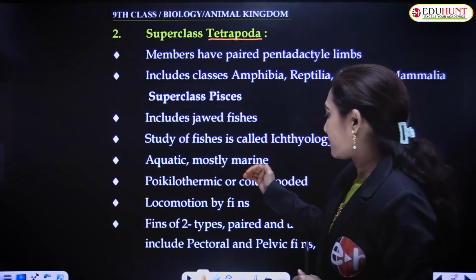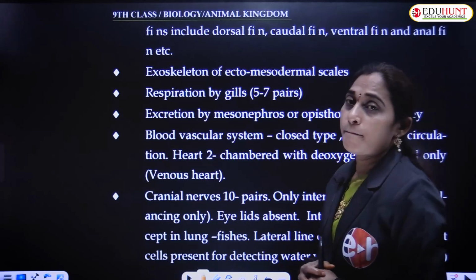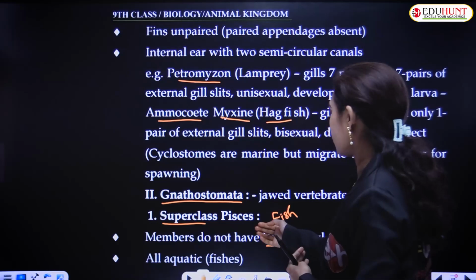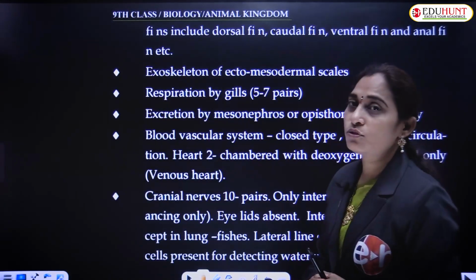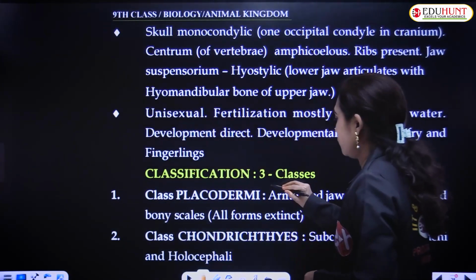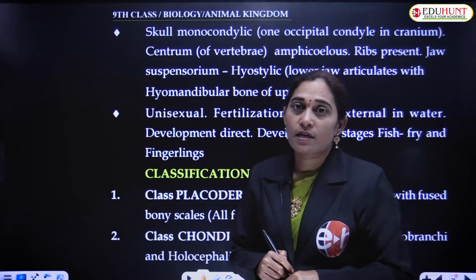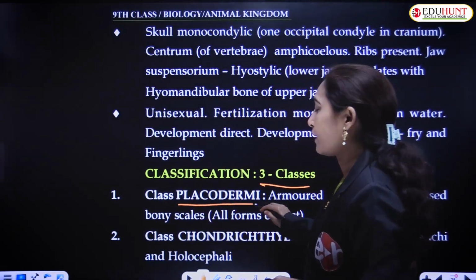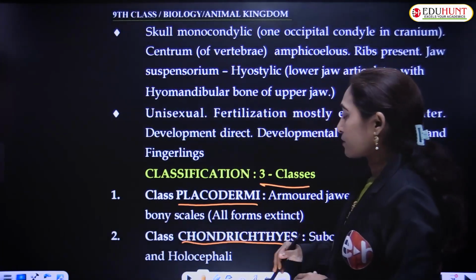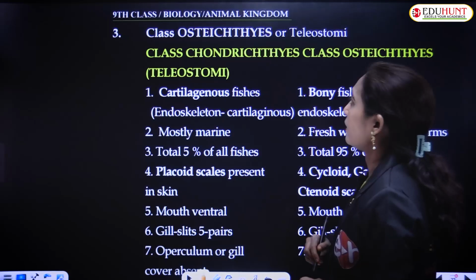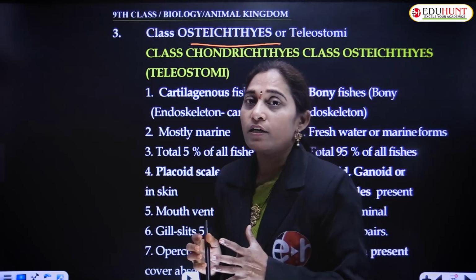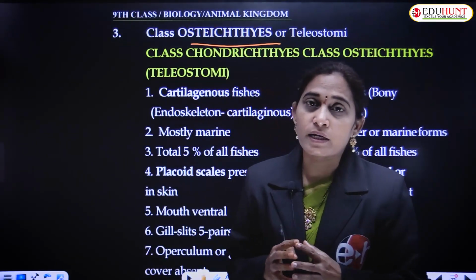Anyway, let's see the super class Pisces. Superclass Pisces is again divided into three classes: the first class is Placodermi, the second class is Chondrichthyes, and the third class is Osteichthyes. So these are the three classes included in superclass Pisces.